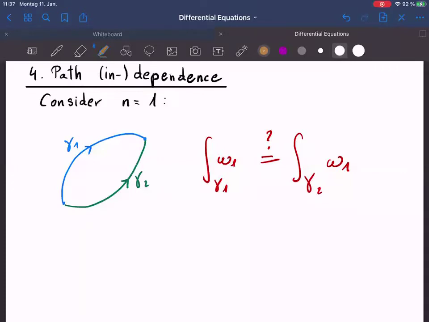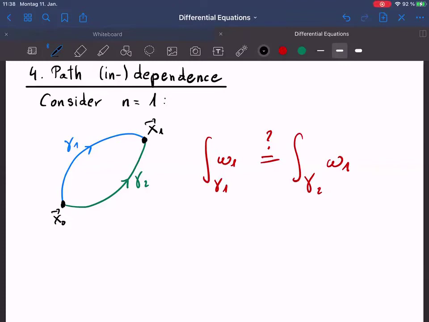Then let's look at the fourth property, which is very important, which is path dependence or independence, depending on how you read it. Let's look at the simple example where n is equal to 1, so I just have a normal integral. You take a differential form, and you take two paths that go from some initial point, x0, to some endpoint, x1. So the initial and end points are fixed, but I choose different paths.